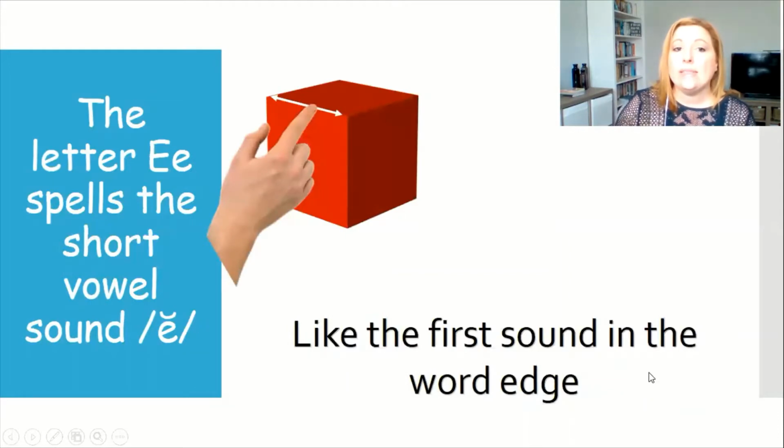The letter E spells the short vowel sound eh, like the first sound in the word edge. So pretend you're running your fingers along the edge of a table as we say the sound. You ready? The letter E spells the short vowel sound eh, like the first sound in the word edge.